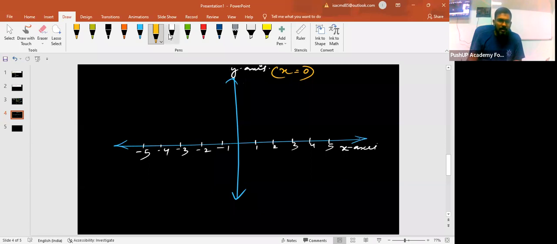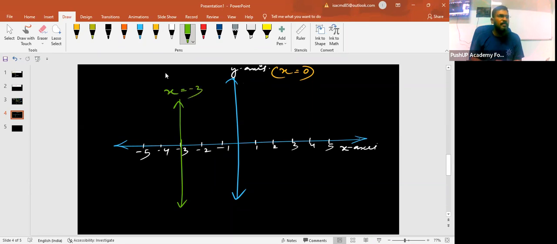Now, if I draw a line over here, imagine children, a green colored line, which is passing through -3 on the x-axis and it is parallel to the y-axis. What would be the equation of this line? X is equal to -3, isn't it? The line is parallel to the y-axis, so it should start with x equal to, and through whichever point it passes on the x-axis, that should be the right-hand side. Is it easy to remember?